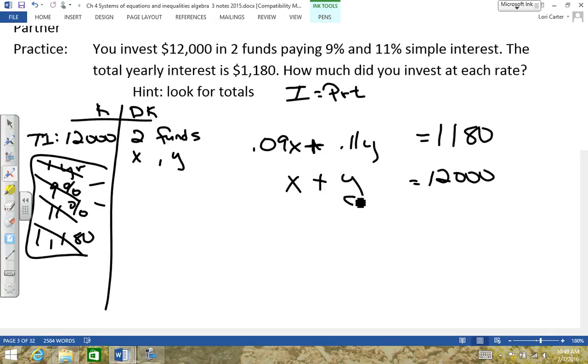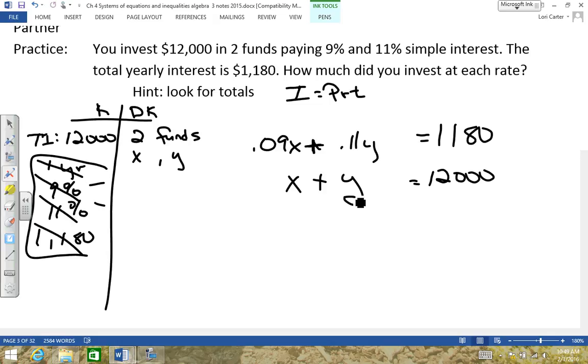You have to learn how to pull out your information, people. Generally, your totals tell you what your two equations are going to be and what they deal with. So 12,000 is the total invested. That's how much money, X and Y. Then your interest rate is the second. That should be something you can do.